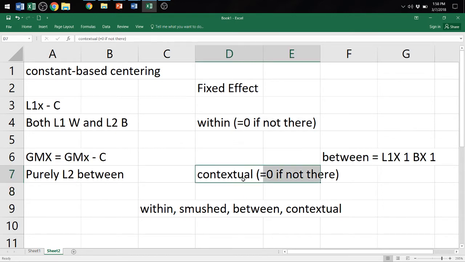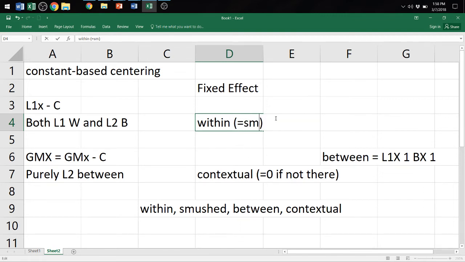So under this framework, you are assuming the contextual effect is 0 if it's not there. But what that then means about the within is that it becomes smushed, equals between if no contextual. And that's the problem one. That's when you put in a level 1 predictor that has both level 1 and level 2 variance. Its one single effect has to be both of them, which means you're assuming no contextual effect or no difference of the within and between effects.